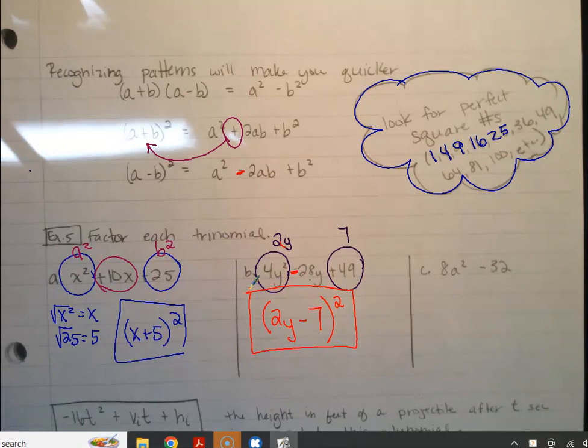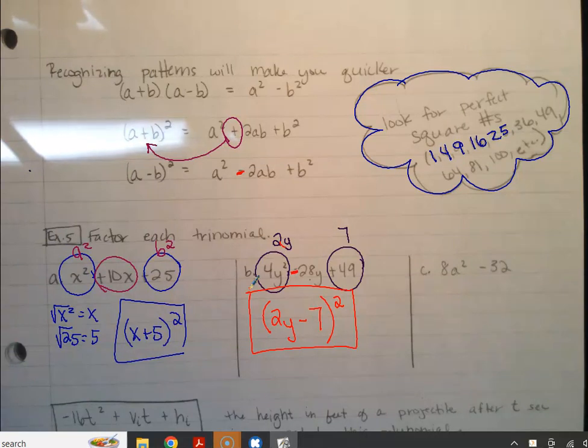Ooh, C looks tricky, huh? But it only has 2 terms. Could you not just find the... No, but it doesn't have a perfect square. The left side does, but the right side doesn't. 32 is not a perfect square either. 36 is, but 32 is not. The 8 is not a perfect square either. It's a perfect cube, but not a square.